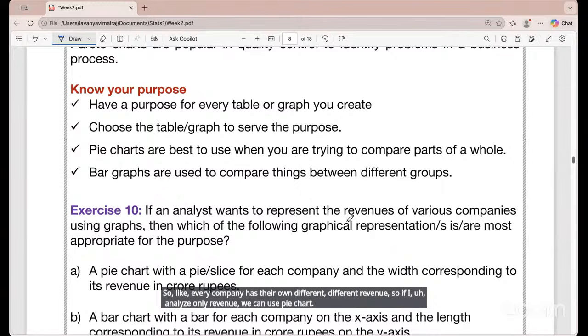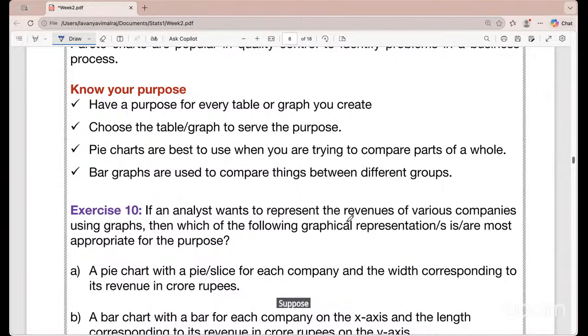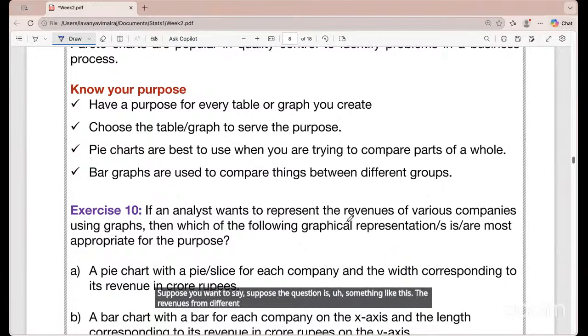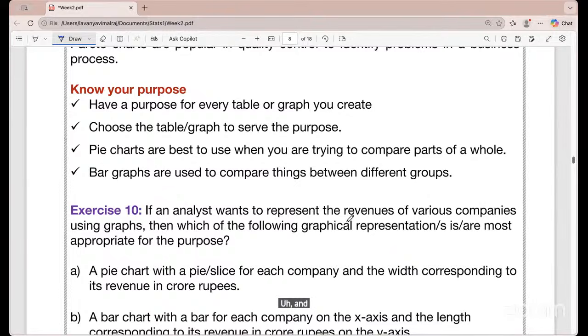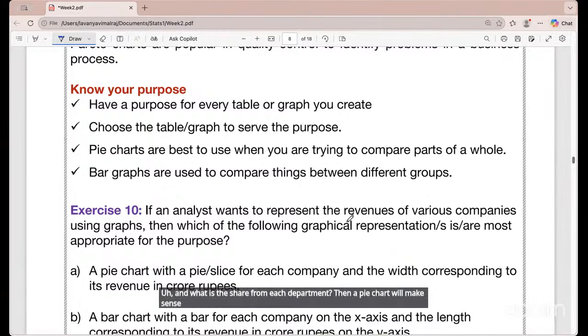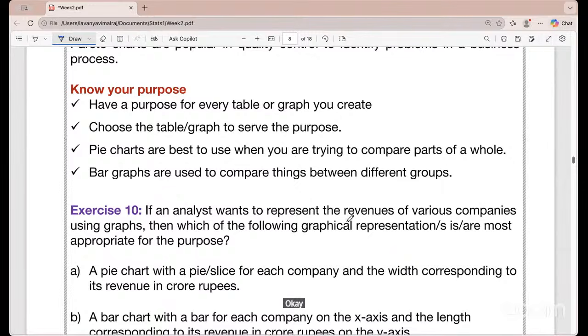Suppose the question is something like this: the revenues from different departments of one company are represented. Then it at least makes sense. You are comparing the entire revenue and the share from each department, so a pie chart will make sense. But if you are comparing the revenues from different companies, it's not going to make sense. Okay? Understand the difference?